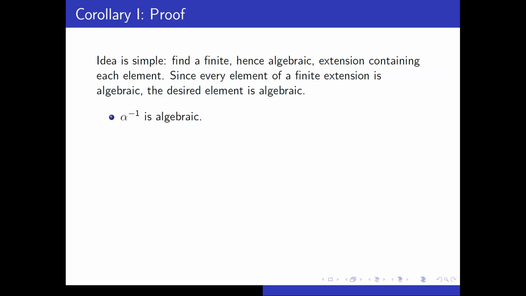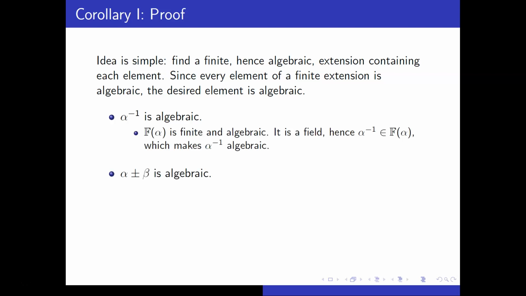Okay, well, if alpha is algebraic, then F adjoined alpha has finite degree, namely the degree of the minimal polynomial of alpha. All right, now, it's a finite extension. It's also a field. So if alpha is in there, it has to have an inverse. So alpha inverse, whatever it is, is in F adjoined alpha. That's a finite extension. Hence, alpha inverse is algebraic. All right.